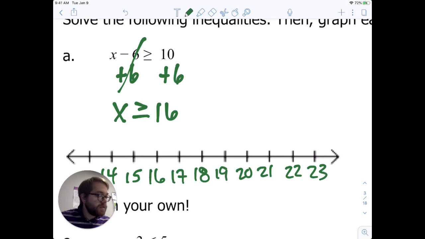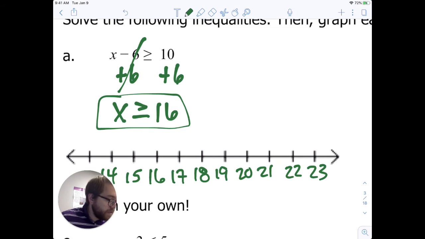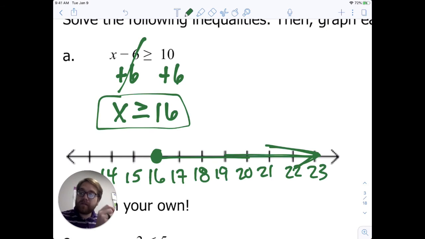And so my solution is x greater than or equal to 16. I'm going to do a closed circle at 16 because it's greater than or equal to. Then I draw my arrow to the right, because all the numbers bigger than 16 are solutions. On yours, you can draw your line above the number line, or you can just shade it in really well, or use different colors. So that's how we're going to approach these. We're going to solve the inequality, figure out what x is greater than or less than, and then graph that solution onto the number line.